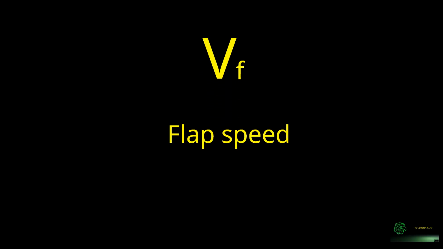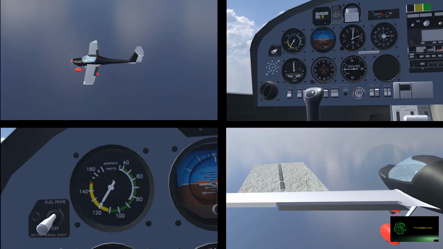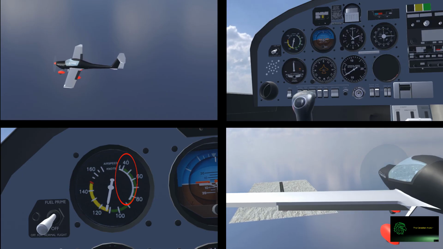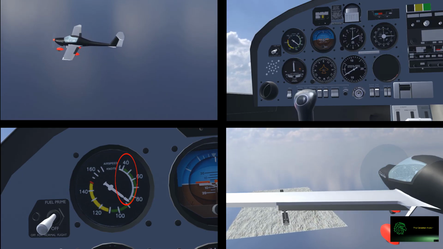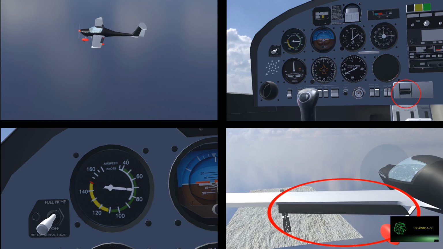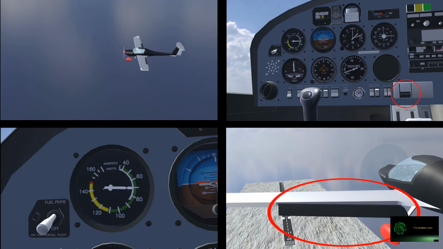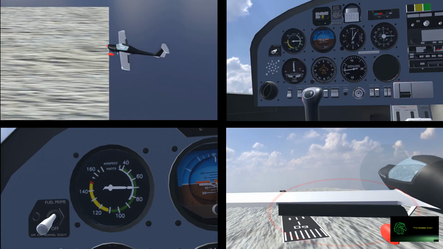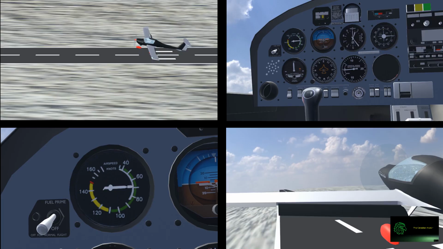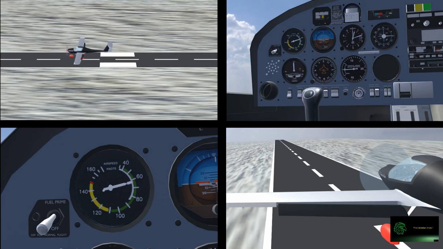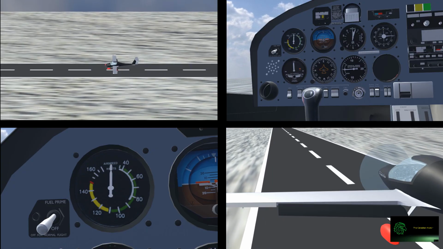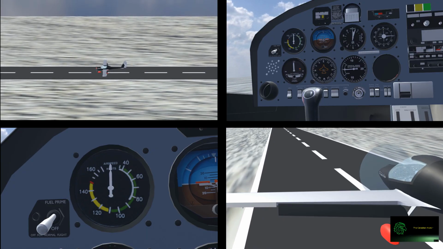VF, flap operating speed. On the airspeed indicator, VF is typically marked by the upper end of the white arc, indicating the safe flap operating range. VF is the maximum speed at which the aircraft's flaps can be safely extended or retracted. Flying above VF with flaps deployed can overstress the flap system or cause structural damage. The speed varies depending on flap setting and aircraft type.